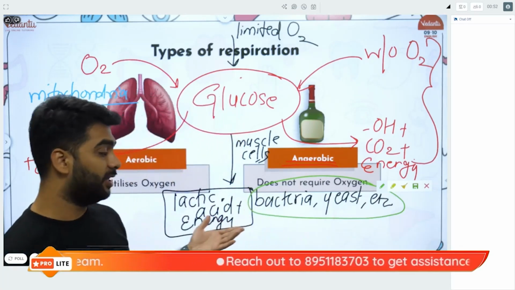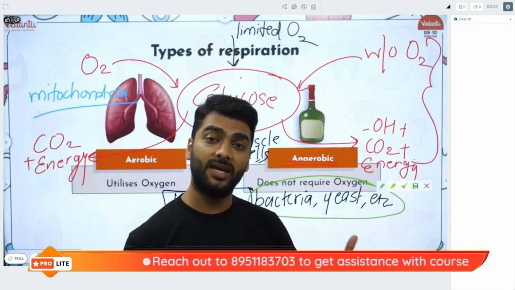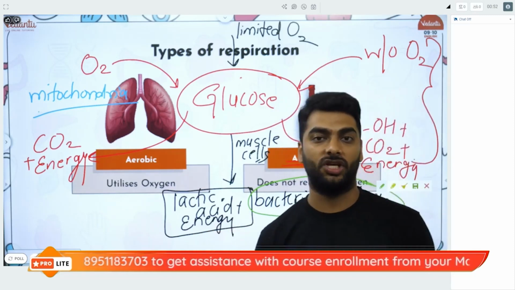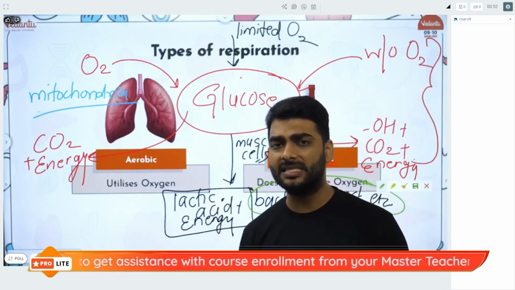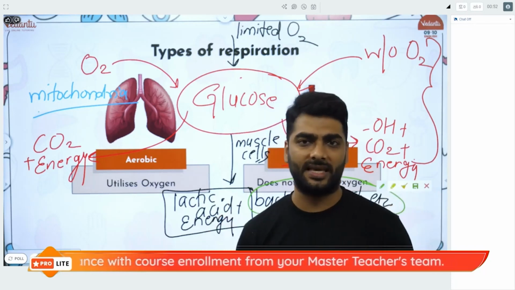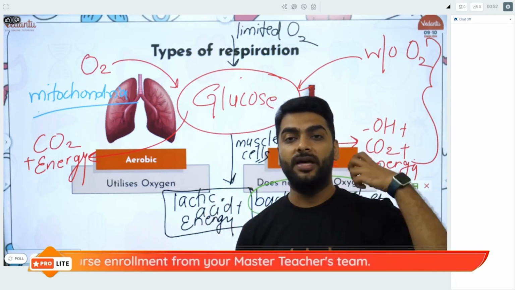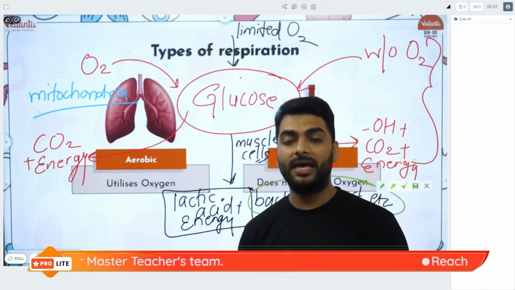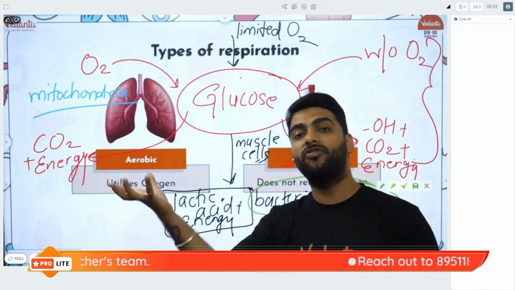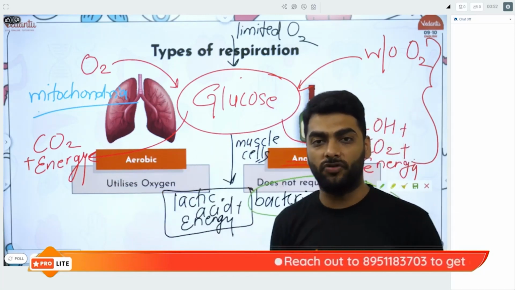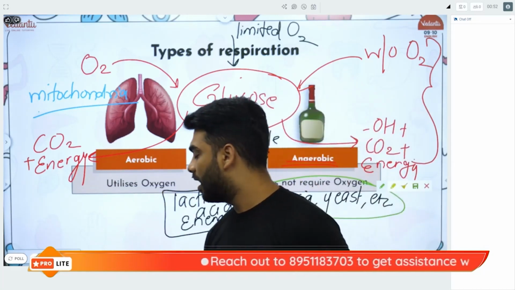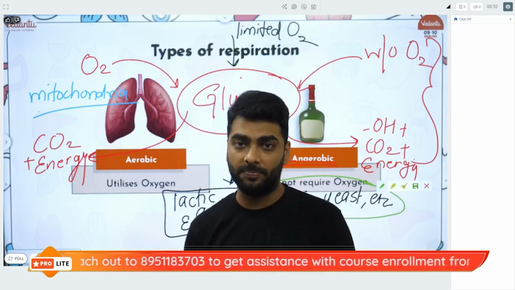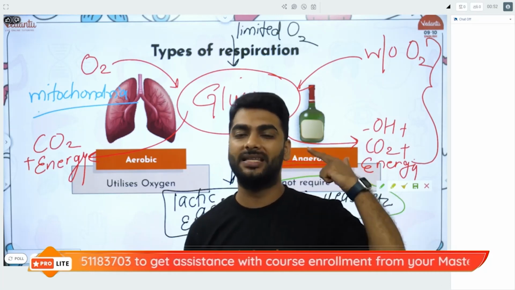And one is with limited oxygen where instead of making carbon dioxide, water vapor and energy, it is just making lactic acid and energy. And this type of respiration happens when you are doing a lot of exercise, when the speed at which the glucose should break down is not meeting with the speed of receipt of oxygen. So basically, I'm running. My muscles need energy, but I'm not taking in oxygen at the same speed.